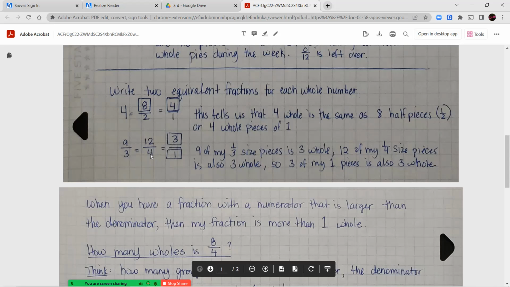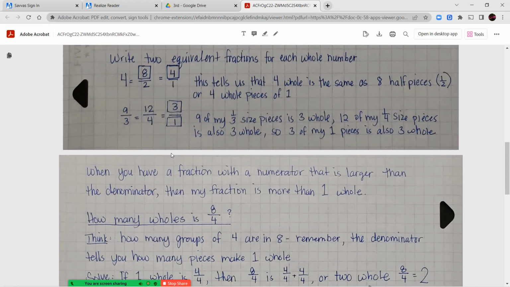Now they gave me 12/4. How many groups of 4 do I have in 12? 4 times 1 is 4, 4 times 2 is 8, 4 times 3 is 12. So 3 whole is the same thing as saying 12/4 or saying 9/3. That's the same thing as saying 3 over 1. There's 3 of my 1 whole size pieces.